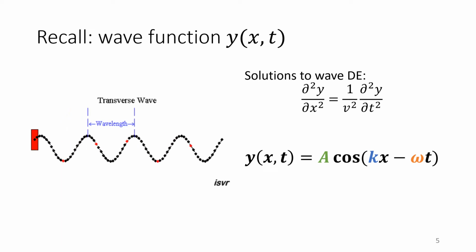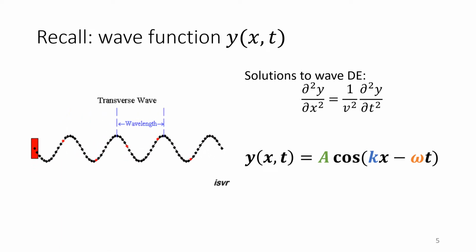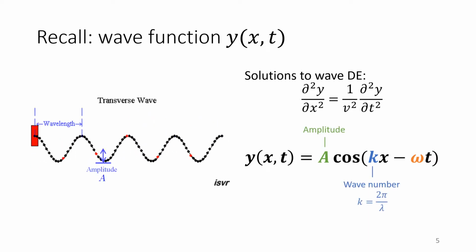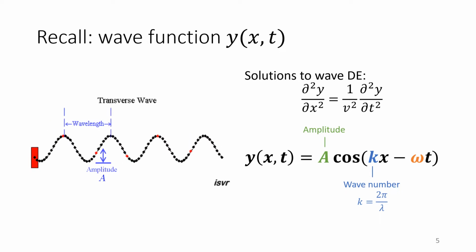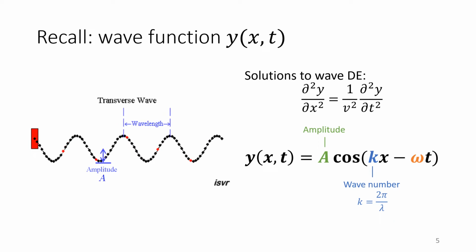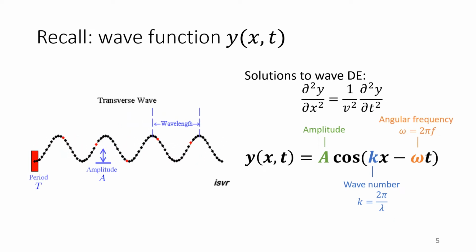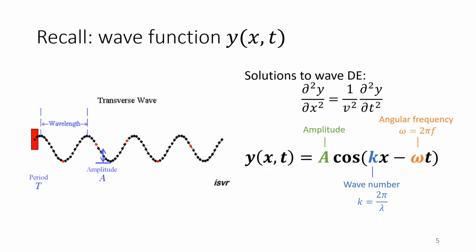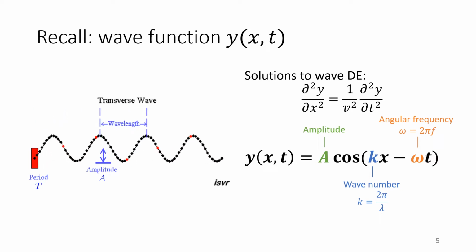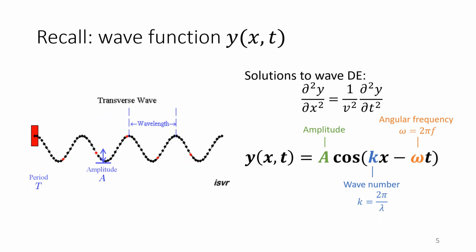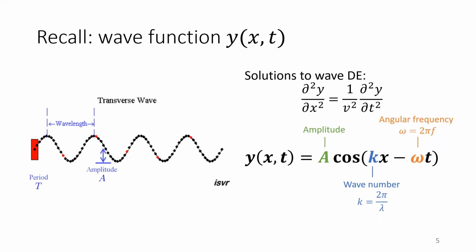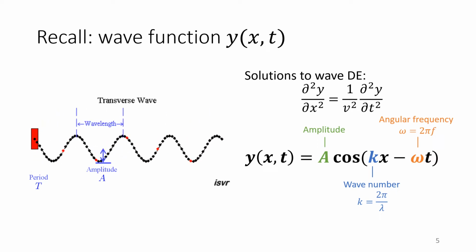Now you could also use sine, but it depends on the initial conditions. A here is the amplitude of the wave. k is the wave number, which is equal to 2 pi over lambda. Then omega is the angular frequency, which is something that's already well known to us. It's given by 2 pi f. The arguments of the cosine function should be dimensionless, so we know that x and lambda should cancel each other out, and then omega and t should cancel each other out.